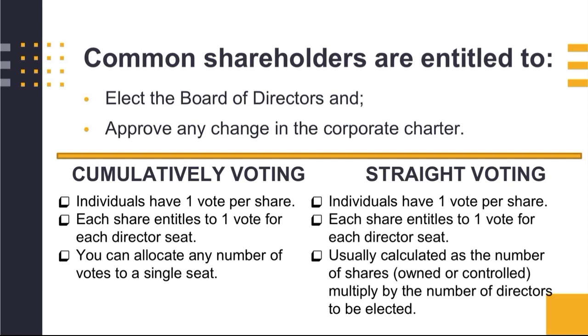In straight voting, an individual has one vote per share. Each share entitles the holder to one vote for each director seat, usually calculated as the number of shares owned or controlled multiplied by the number of directors to be elected. Example, nagmamay-ari ako ng 200 shares at may tatlong directors na candidate. So 200 multiplied by 3, total of 600 votes. Kaya pwede akong bumoto ng tig-200.